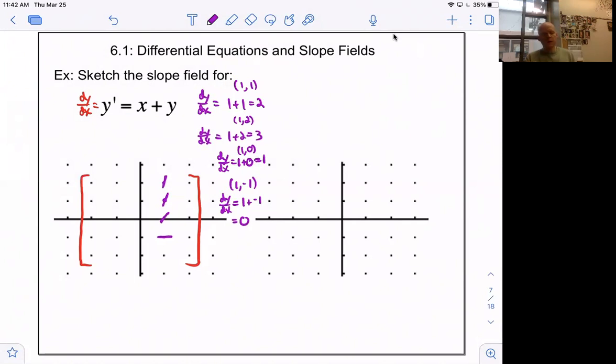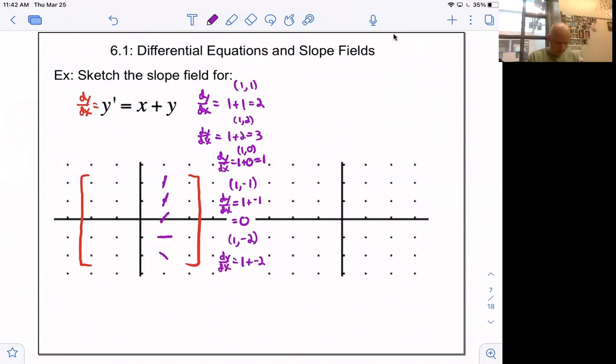You can keep on going and plug in more points and see what you would get. I'm going to go ahead and do that. Writing takes a little bit of time, so I think I might write one more here. I'll write (1, -2). The slope would be 1 plus negative 2, which is negative 1. Let me draw a slope of negative 1 right there.